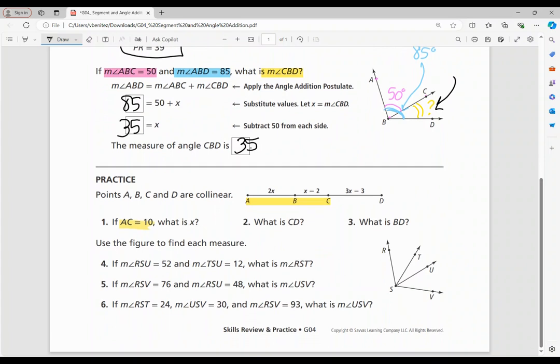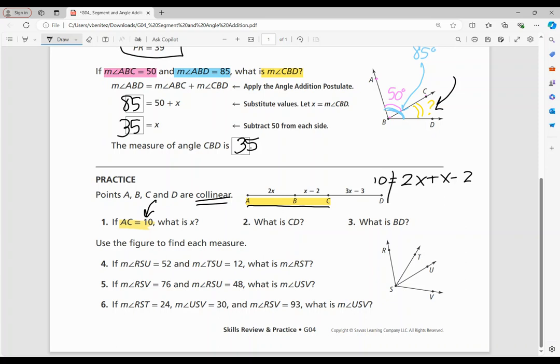They're telling you that we have points A, B, C, D are collinear, meaning all the points are on the same line. We do know that from A to C is equal to 10. So we have to set up an equation to solve for x. Looking at these two segments, we have 2x and x minus 2. Those together will have a sum that is equal to 10.